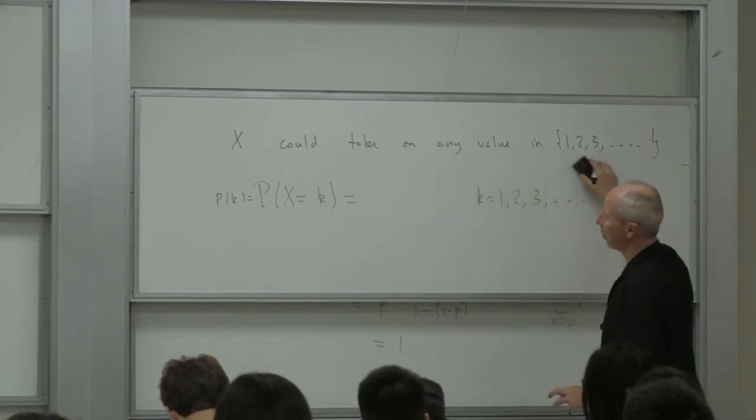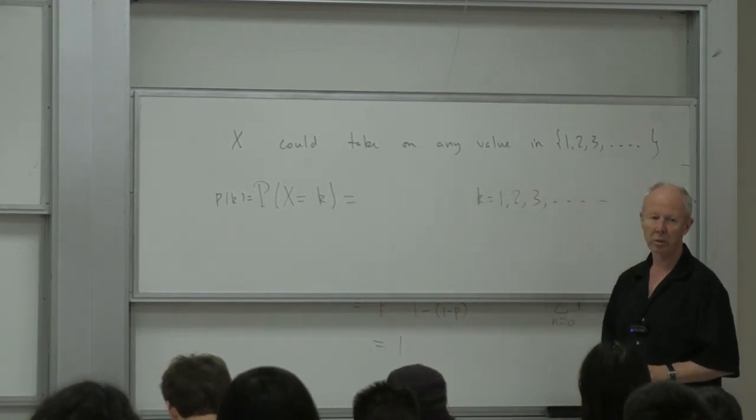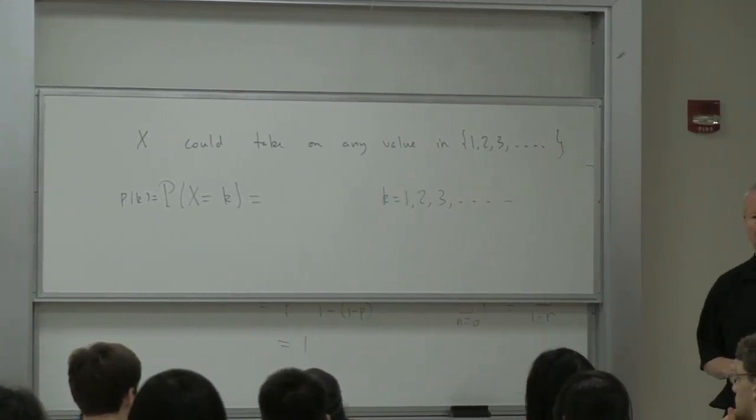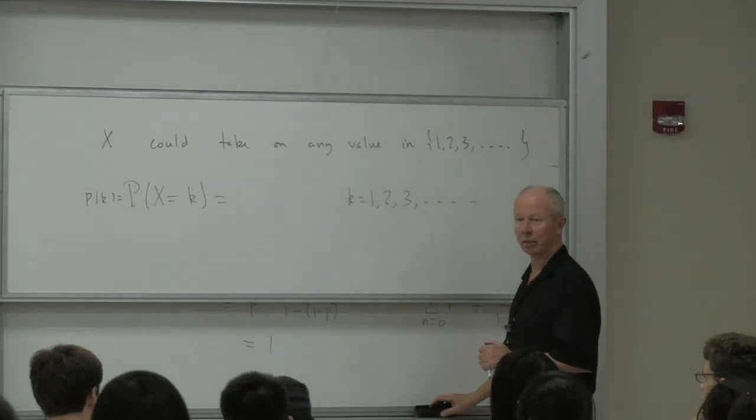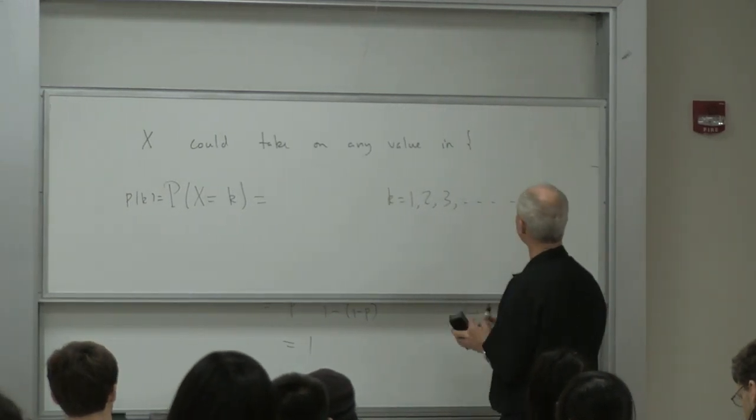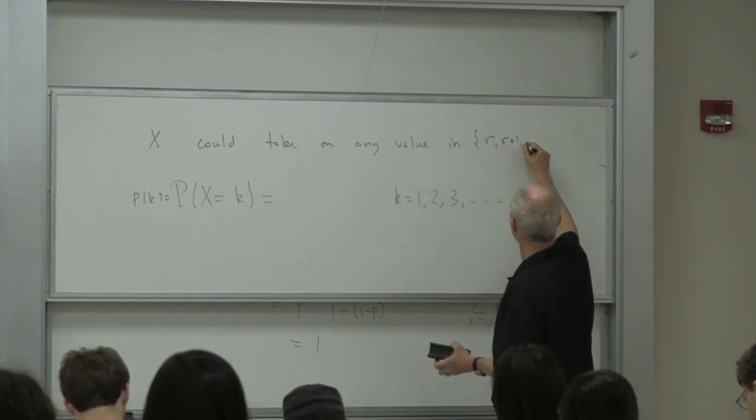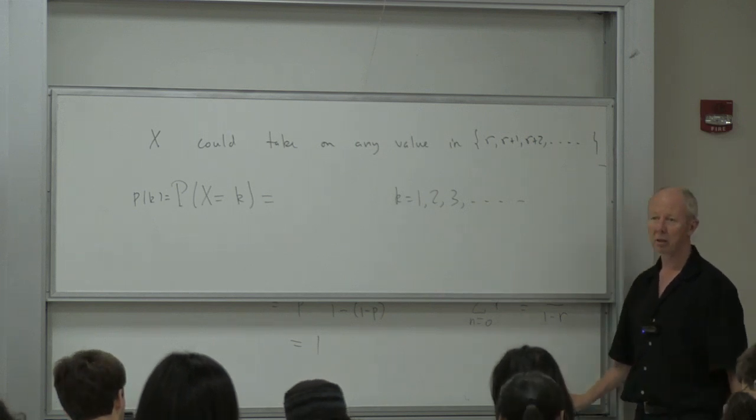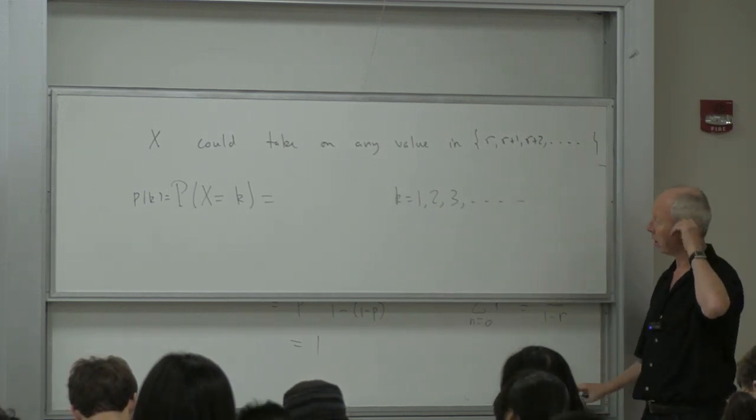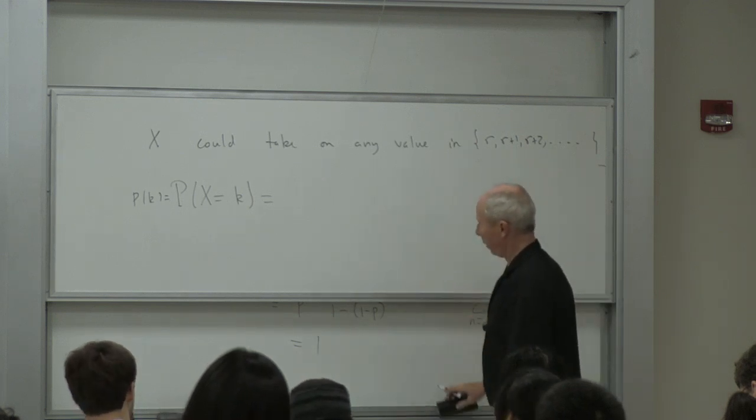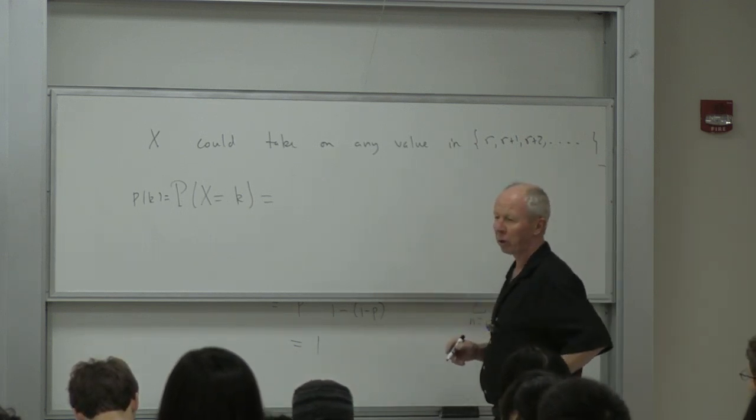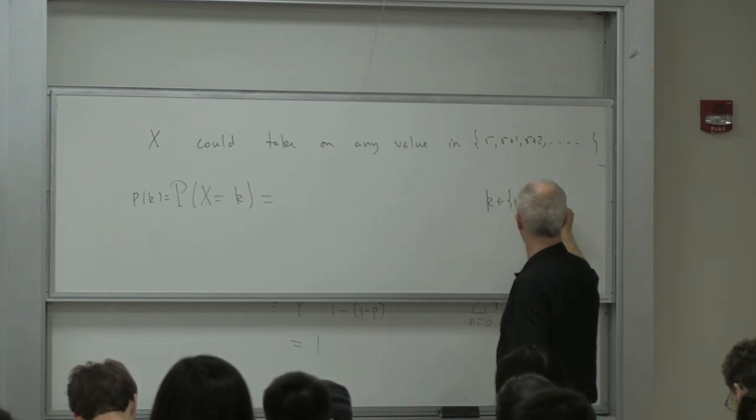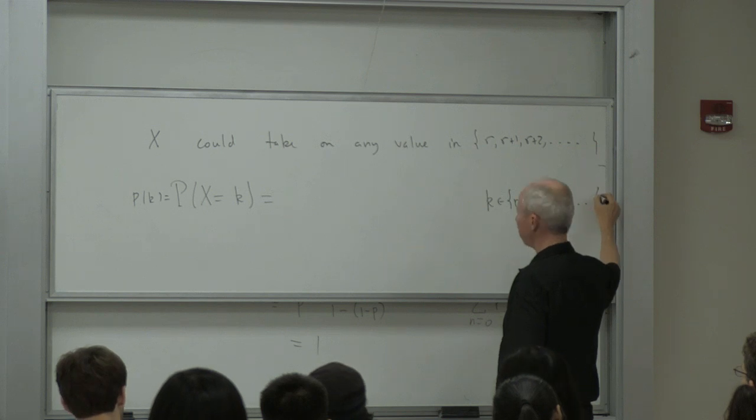X could take on any value in what set now? What's the least number of trials you could perform and get R successes? I think I heard somebody say it. R, right? And it could take forever, or any arbitrarily large number. So we have to include all of them. Now, what's the probability that it took k trials to get R successes?